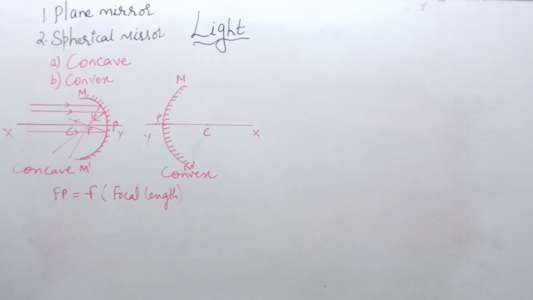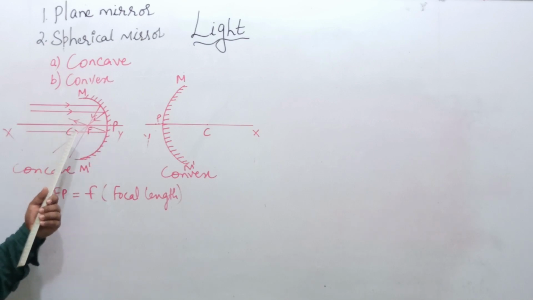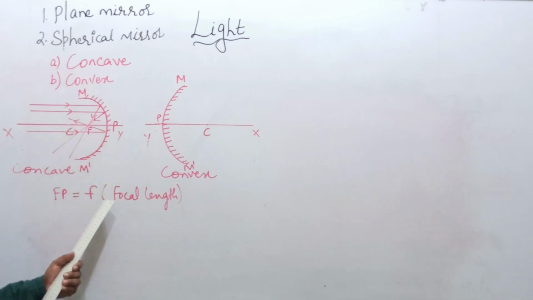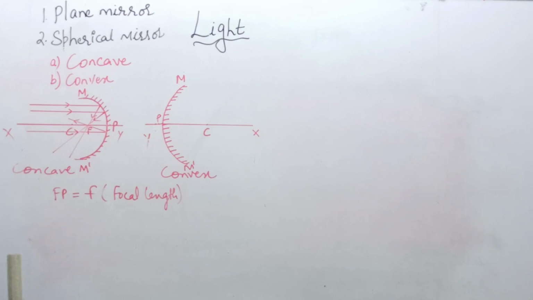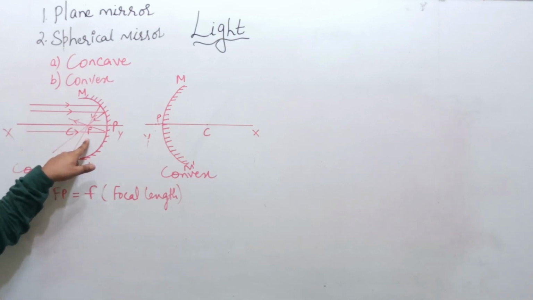Focal length. Is that clear? Hope it is clear. Okay, so F is the midpoint of CP, right? So here F is the focal length. Is that clear? So now we have understood what is principal focus.